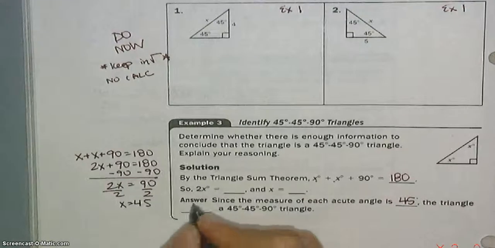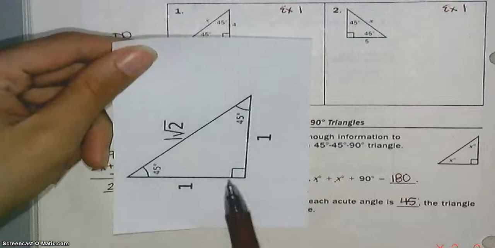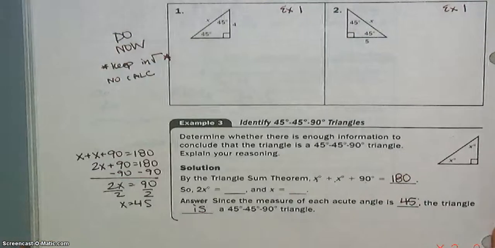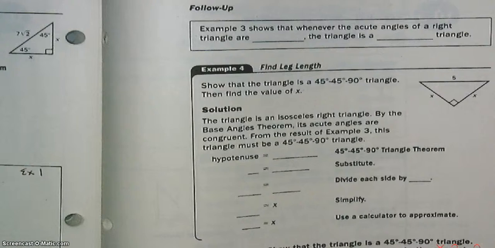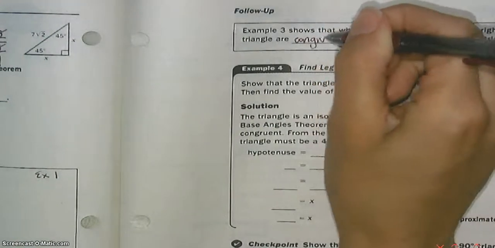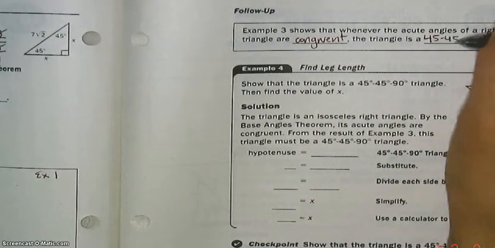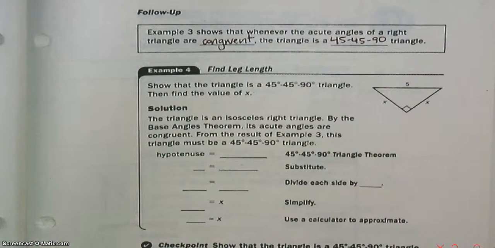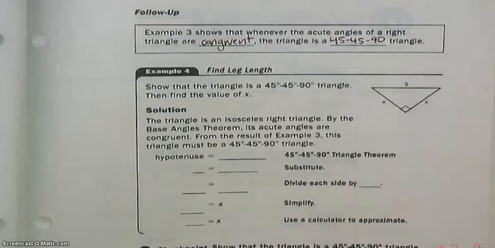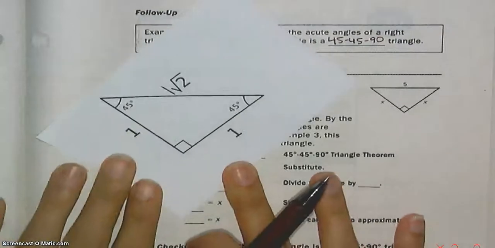The triangle is. So we got to make sure that it's a 45, 45, 90. Otherwise, we can't use our triangle. Example 3 shows that whenever the acute angles of a right triangle are congruent, then the triangle is a 45, 45, 90. So here, we need to find the legs. So let's look at this. This one's different. Turn your triangle so that it looks the same.